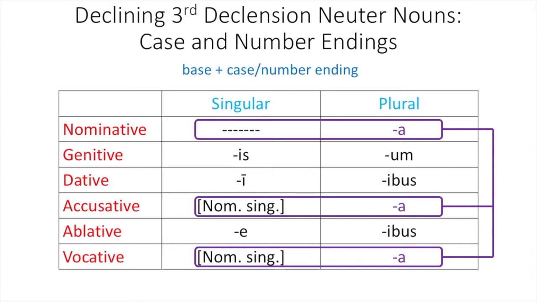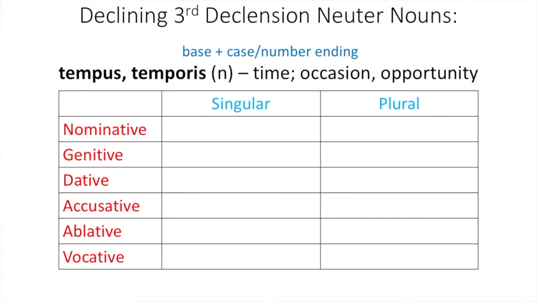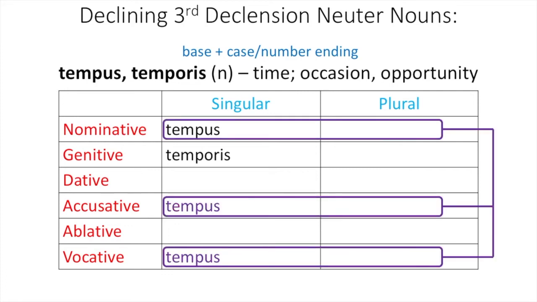So let's see this in practice with our noun tempus temporis, meaning time, occasion, or opportunity. Just like all our nouns, we take our nominative singular tempus and temporis from our genitive singular part of our dictionary entry. And then remember there's the neuter rule. So tempus will also be our accusative singular and vocative singular. Notice that the base does not continue, so it won't be temporus or temporem in the accusative. It's exactly the same as your nominative singular. So tempus.